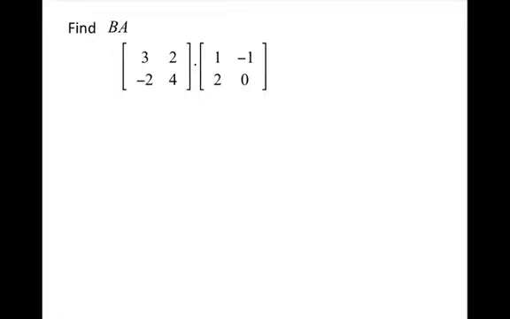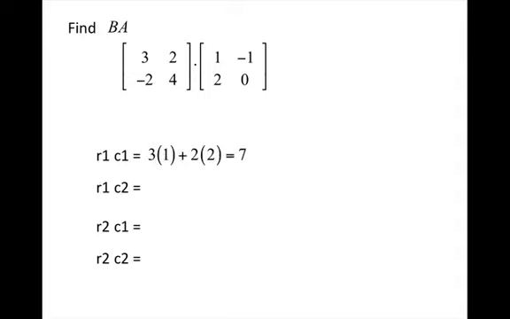Now let's look at B times A. Let's write matrix B first. So this time I'm going to use the rows in matrix B and the columns in matrix A. So again, I'm going to multiply row 1 by column 1 and column 2, and row 2 by column 1 and column 2. This time my row 1 is 3, 2, and my column 1 is 1, 2. So I have 3 times 1, which is 3, plus 2 times 2, which is 4, and 3 plus 4 gives me the 7.